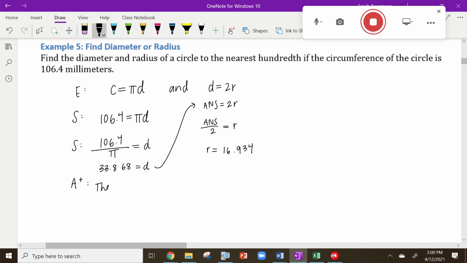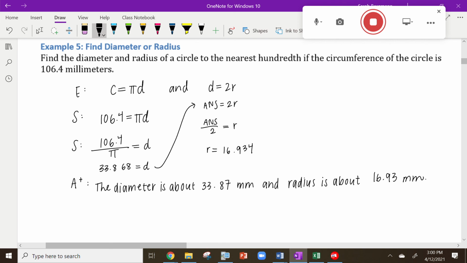Now we have to answer it with units. So we'll say the diameter is about 33.87 millimeters, and the radius is about 16.93 millimeters. The units here should always match the units given for the circumference.